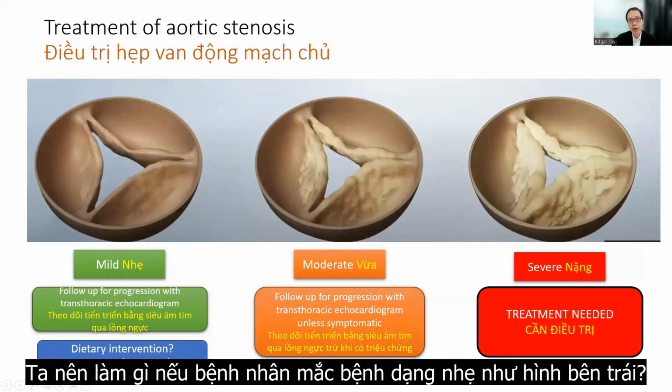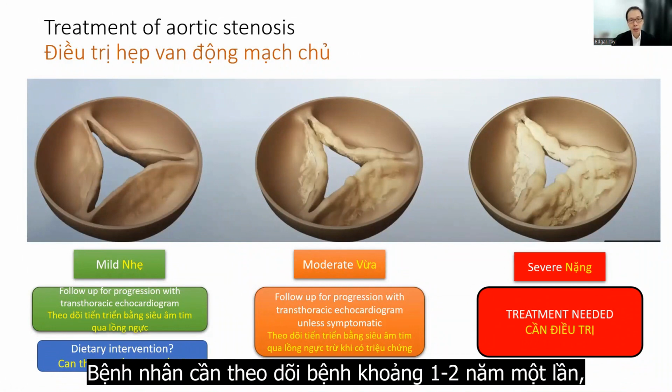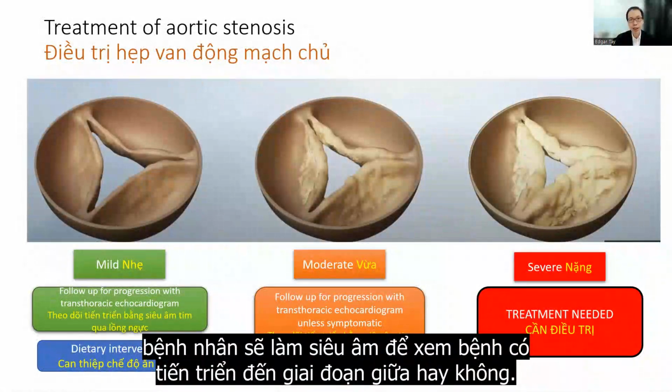So what do we do if the patient has very mild or early disease in the picture on the left? In this situation, the patient is pretty well still. All he needs is monitoring. So every year or two, the patient will require an echo scan to see whether the heart valve has progressed from a mild situation to a medium situation.